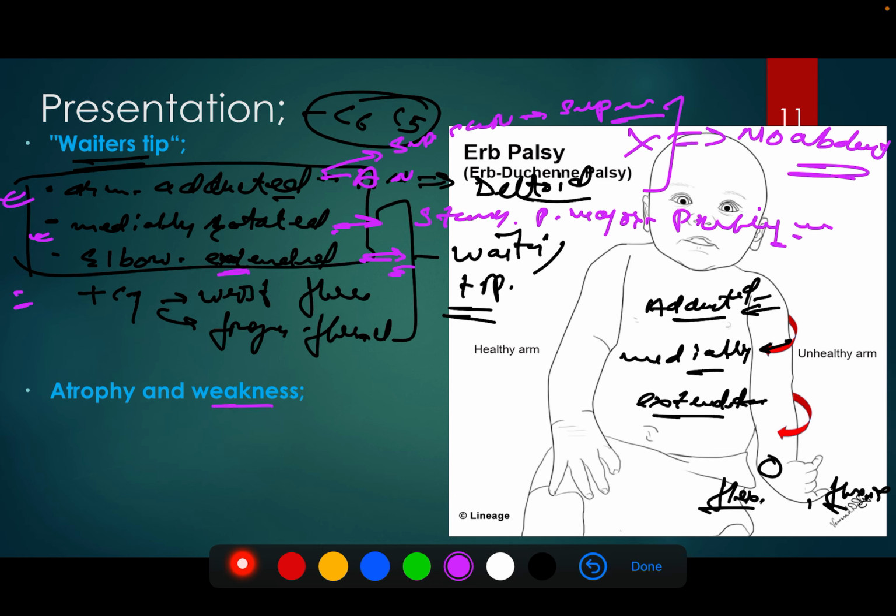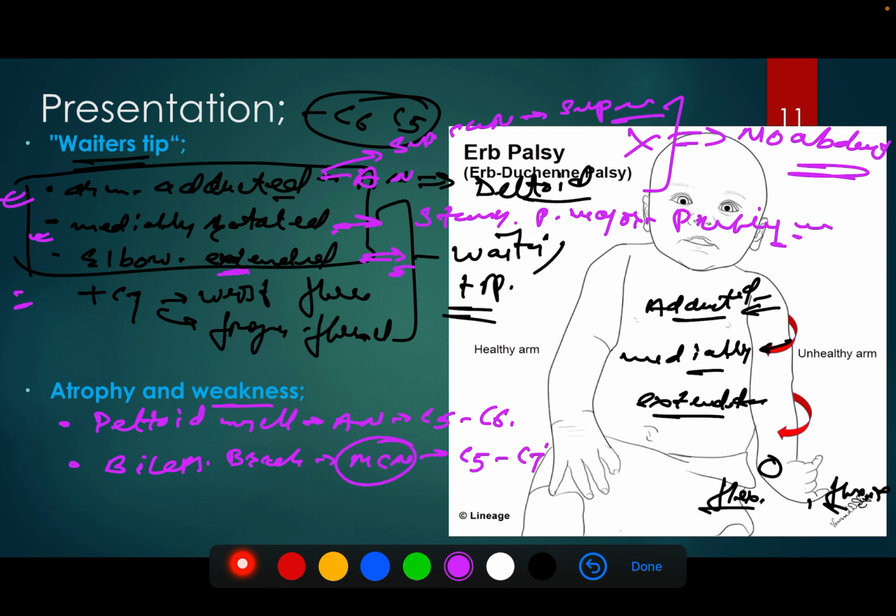Atrophy and weakness, so finally it causes the deltoid muscle weakness, that is supplied by the axillary nerve by the root value C5 and C6. Plus it also negatively affects the biceps brachii muscle. Biceps brachii muscle is supplied by the musculocutaneous nerve. Musculocutaneous nerve root value is C5 to C7, but biceps brachii is supplied by the root value C5 and C6 of the musculocutaneous nerve.